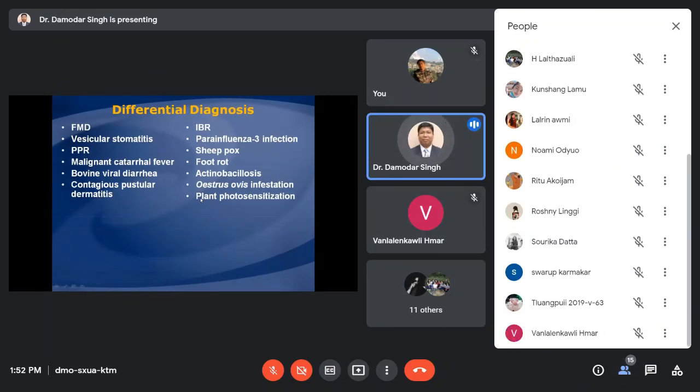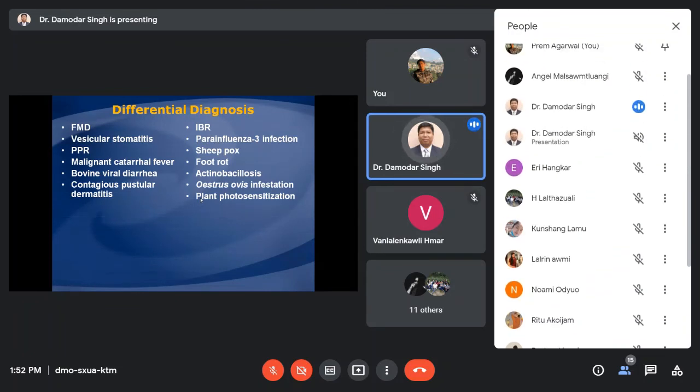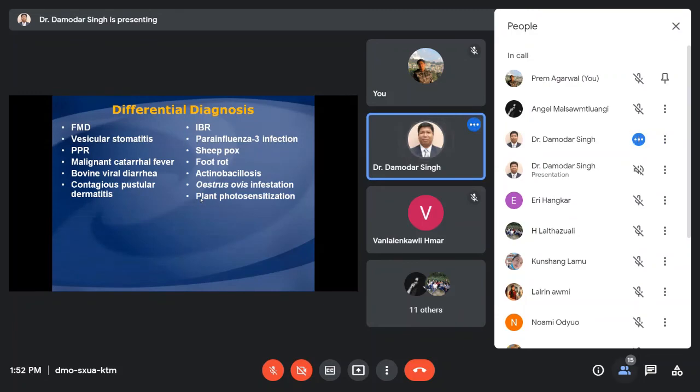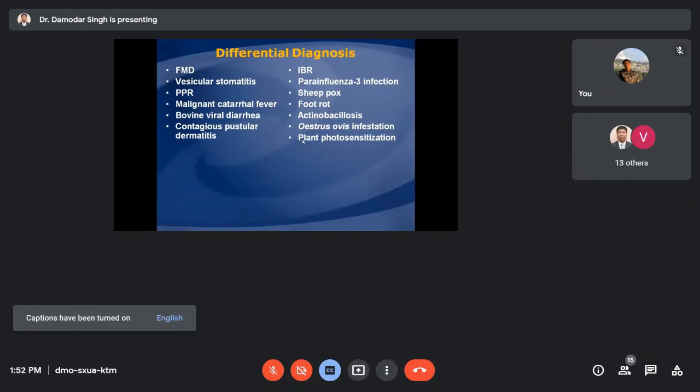Okay, and finally, differential diagnosis. There are many diseases which may have similar signs and symptoms, even lesions, with bluetongue. Those are FMD, vesicular stomatitis, PPR, malignant catarrhal fever, bovine viral diarrhea, contagious pustular dermatitis, IBR, parainfluenza type 3, chickenpox, foot rot, actinobacillosis, tick infestation, as well as plant photosensitization. Okay, so these are most of the important viral diseases.